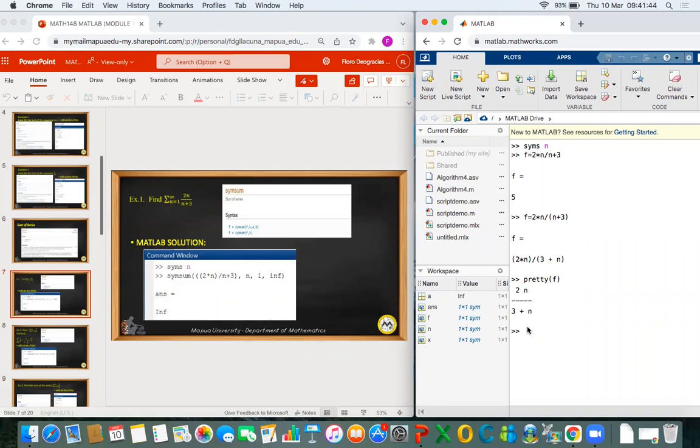So with that, we can now have the sum. So sum of the function. This is the syntax, f, comma, then your variable is n, comma, then the lower limit is 1, then the upper limit is inf.